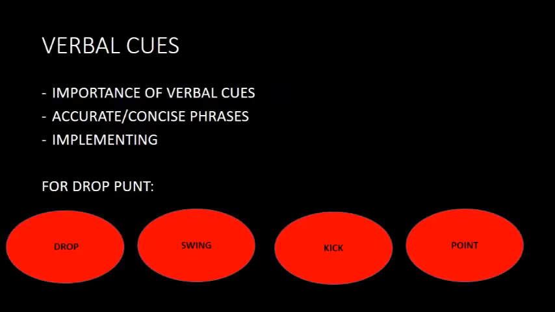Verbal instructions and cues are one of the many ways you can communicate on how to perform a certain skill. It is important not to overload instructions to a beginner learner. Accurate, concise phrases are used when using verbal cues. When implementing cues, we need to know the skill really well. Breaking it down to the key aspects can also help. We use verbal cues early on in the program. The verbal cues used for the drop punt kick are drop, swing, kick, and point.